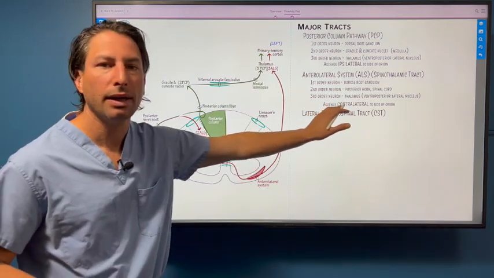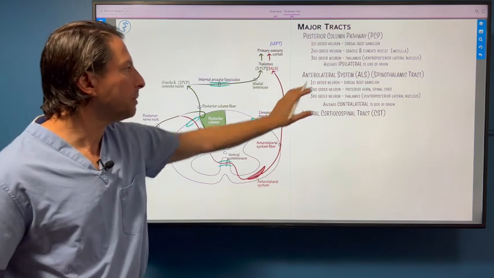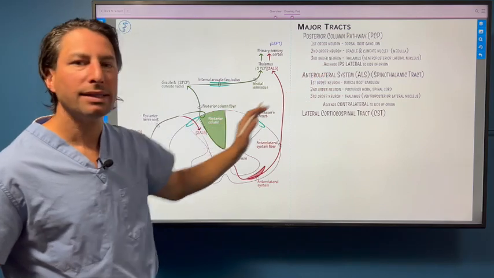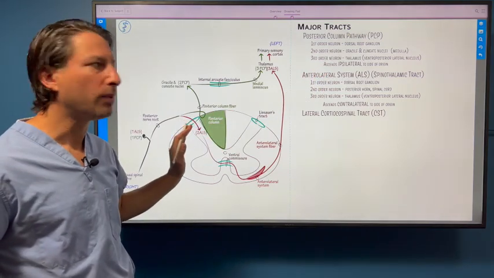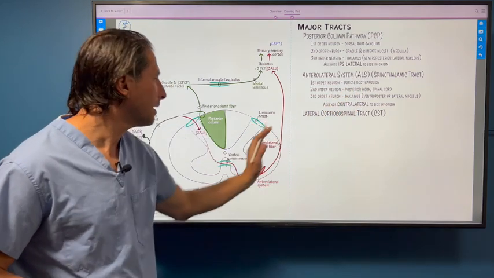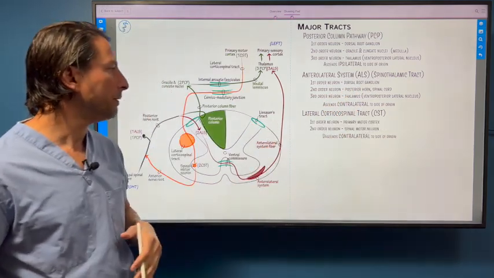So the third order neuron again is within the thalamus. But the key distinguishing factor is the posterior column pathway ascends ipsilateral to its site of origin. The anterolateral system, the spinothalamic tract, ascends contralateral to its site of origin.